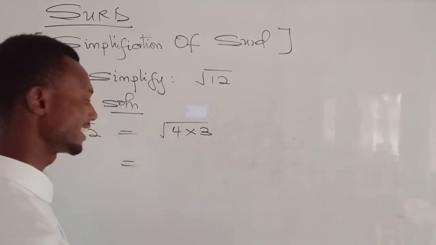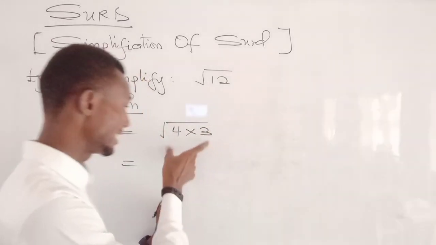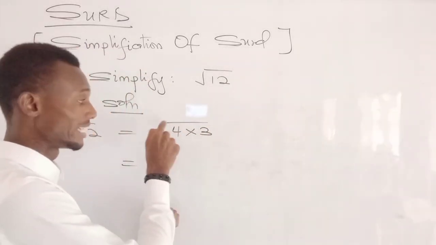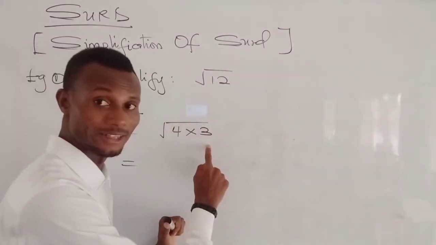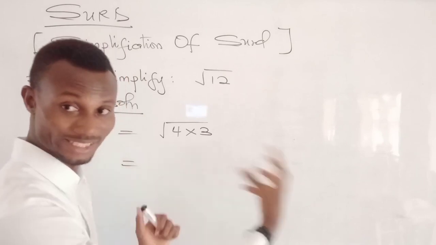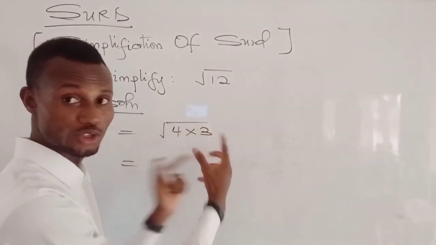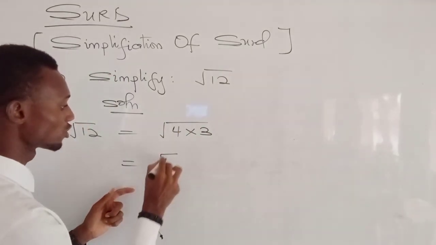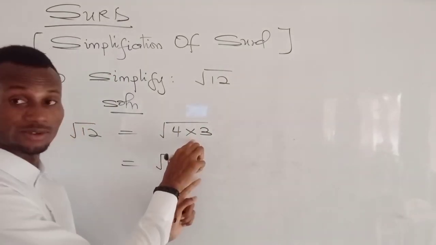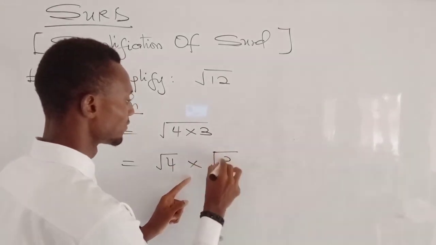So what happens here is that the square root affects everything in here. This square root sign will affect the 4 and also affect the 3, so we can separate them. I'll do the square root of 4 times, because the multiplication is there, so we bring the multiplication, times the square root of 3.